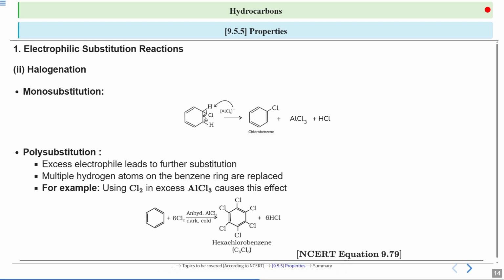Apart from this, we are getting 6 moles of hydrochloric acid. Again, what are we taking? We are taking excess of chlorine here. Remember, you must do this reaction in the dark. This reaction is in contrast with the halogenation of alkyl groups, I would say aliphatic groups, where we were using UV light instead of dark. So they both are done in opposite conditions.